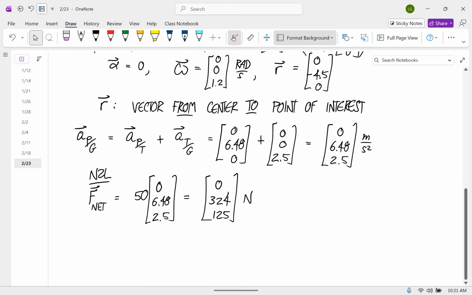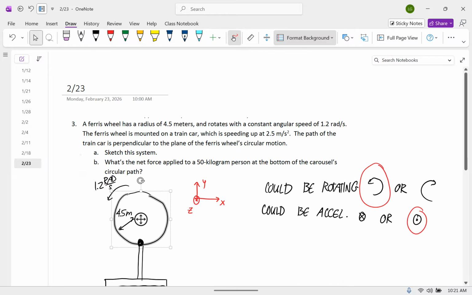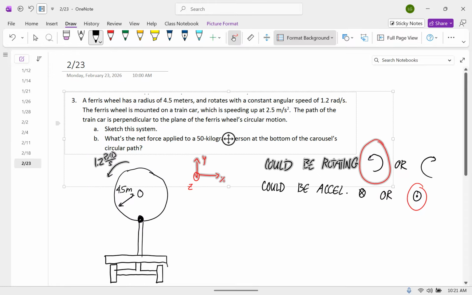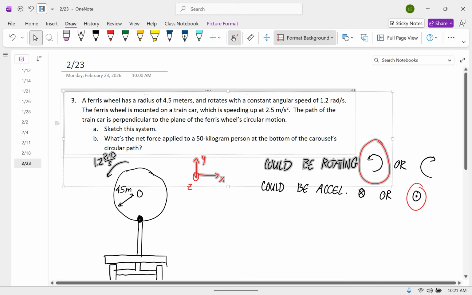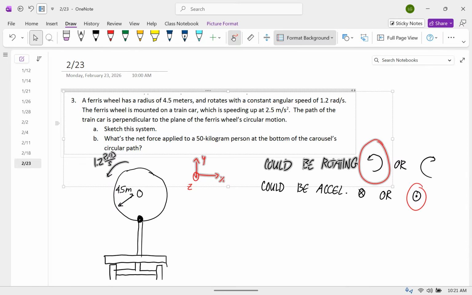Yeah. Give us that other acceleration. The 2.5? Yeah, the 2.5 is right here: speeding up at 2.5 meters per second squared. Oh, one other thing. What direction is the velocity vector? If it's speeding up, that means it's going in the same direction as the acceleration. So if my acceleration is out of the page, the velocity also is out of the page at this instant.